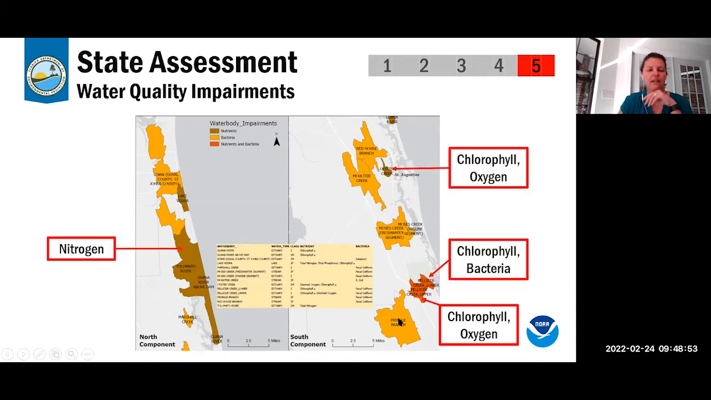The brown polygons are the nutrient impairments. So the Tolomato River is impaired for nitrogen. Oyster Creek, which is a little water body off the San Sebastian River by St. Augustine, is impaired for chlorophyll and oxygen. And then a couple of different segments in Pellicer Creek are impaired for chlorophyll, bacteria, and oxygen.